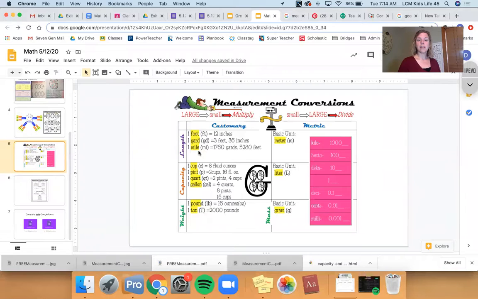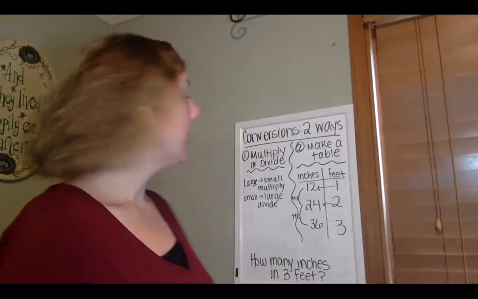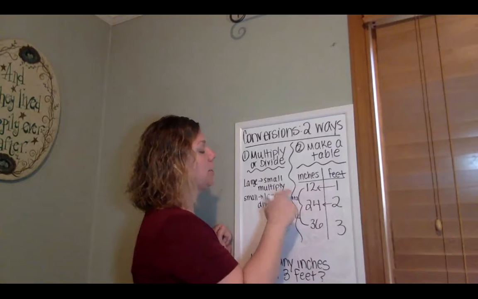It goes over right here that if you're going from large to small, you must multiply. And if you're going from small to large, you must divide. This is a really important thing that you need to remember. And if you look, it actually agrees with what we did here.